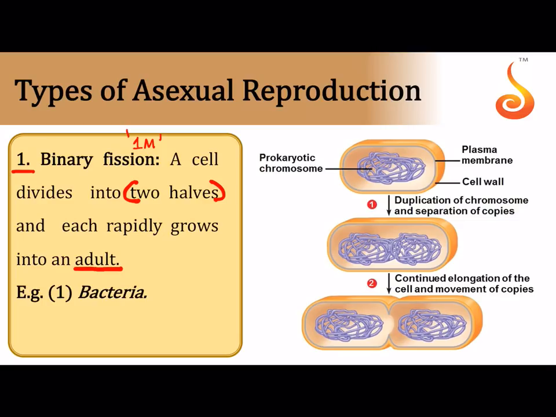So the simplest form of binary fission, the most primitive form of binary fission, is seen in Monera, kingdom Monera, which includes bacteria. And remember, bacteria are prokaryotic. They don't have a distinct nucleus, they don't have membrane bound cell organelles. You know what a prokaryote is. So see the picture here, you will understand.